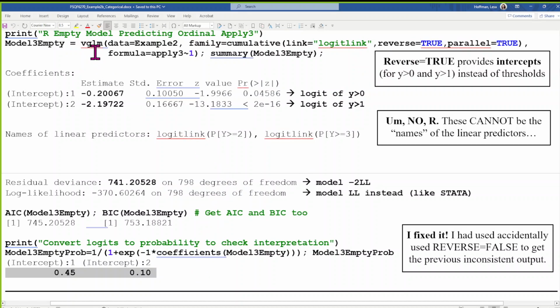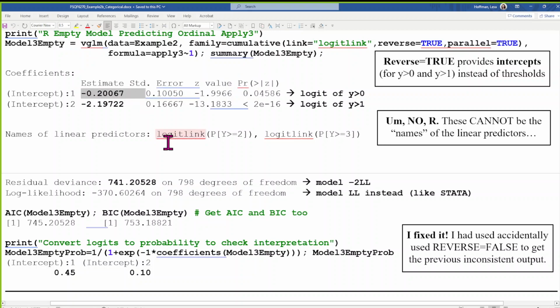So the R code to go with this is VGLM, a function inside a new package called VGAM. All of the packages that I use are, of course, inside the electronic materials. Reverse equals true means give me intercepts, damn it. I hate thresholds. Parallel equals true means proportional odds: force all my slopes to be the same for now.